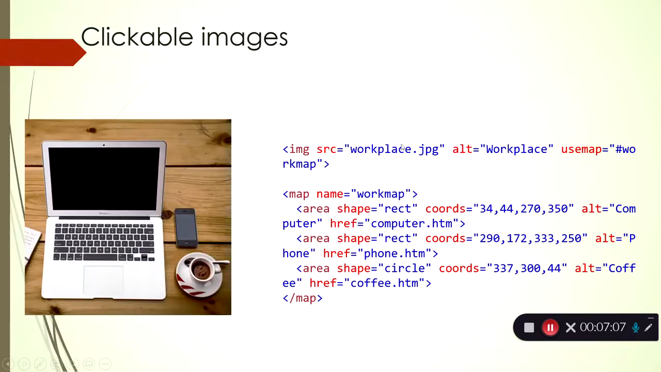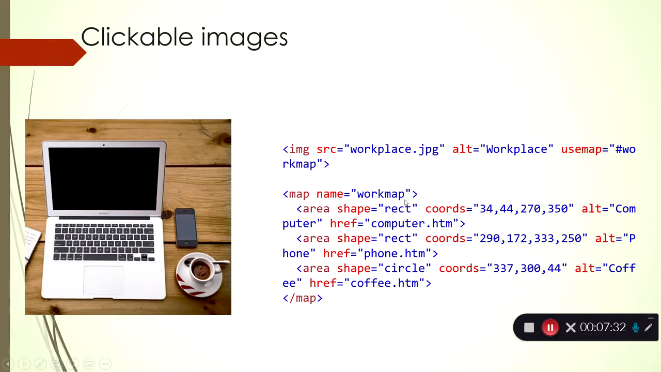Do you see the map element? So where in the image you will use usemap. Usemap is the attribute. The usemap value should be the same name as the map value. So map will have an attribute called name. The value of the name attribute and the value of the usemap attribute should be the same.